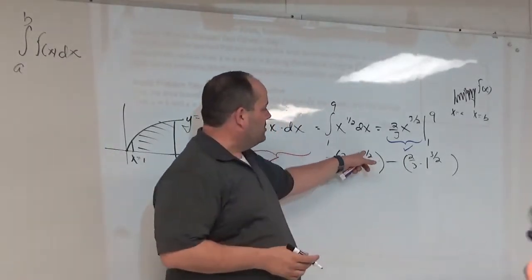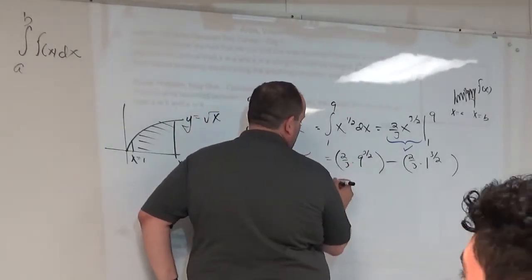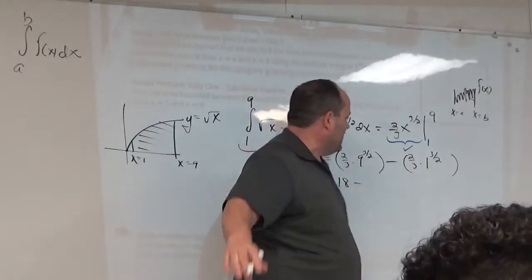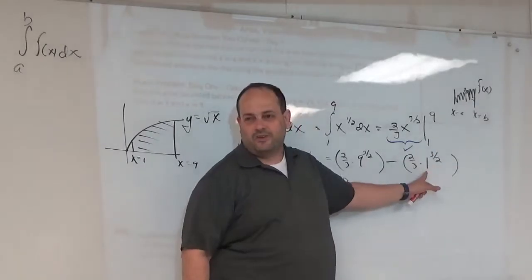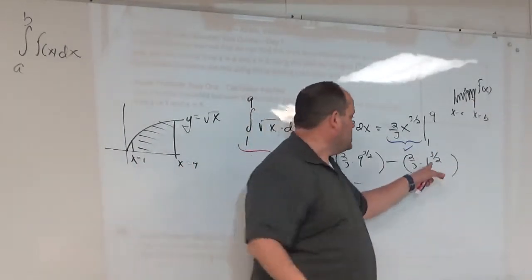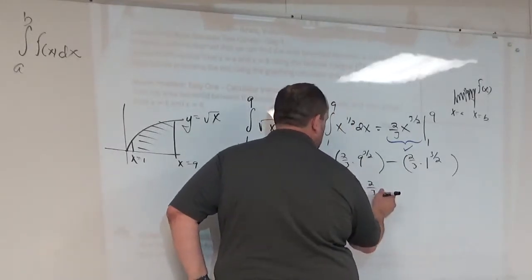Then you go to the numerator. 3 cubed is 27. 2/3 of 27 is 18. Now 1 to the 3/2. Square root of 1 is 1. 1 cubed is 1. Times 2/3 is 2/3.